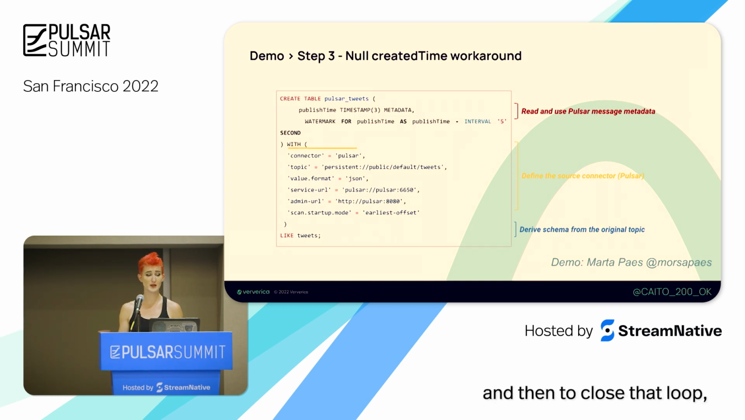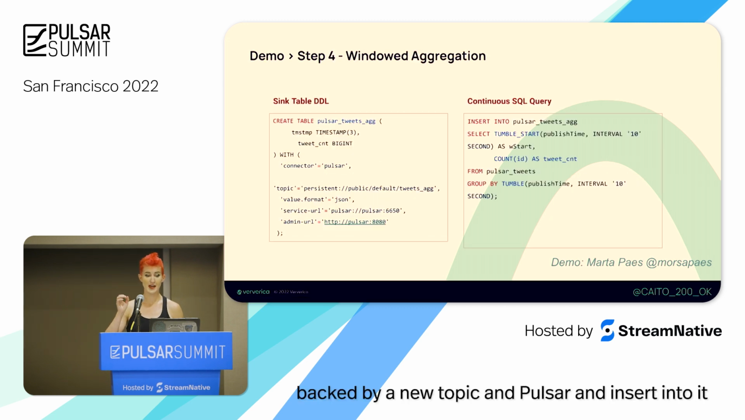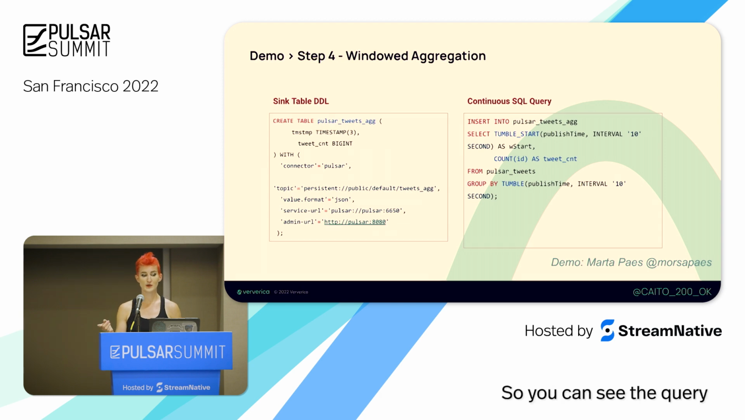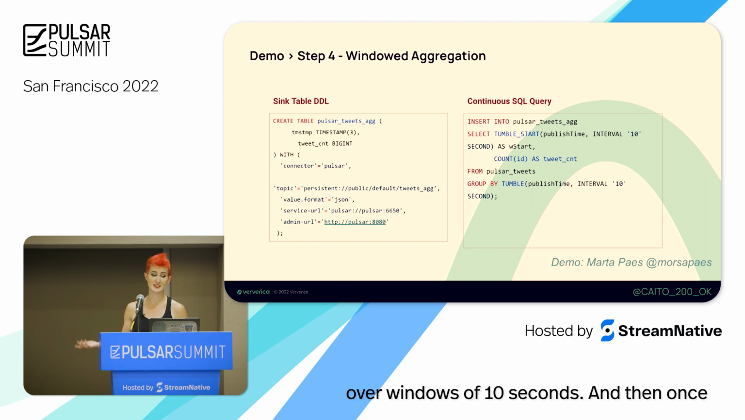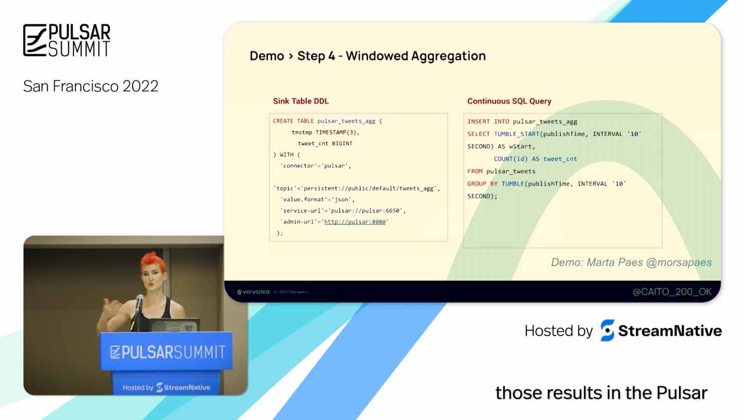Then to close that loop, you can create a sink table backed by a new topic in Pulsar and insert into it using a simple windowed aggregation. You can see the query is pretty much something you could just run on a regular database. Just like standard SQL, doing some aggregation on the total number of tweets over windows of 10 seconds. Once we submit this query, it'll run continuously and continuously sink those results into Pulsar.